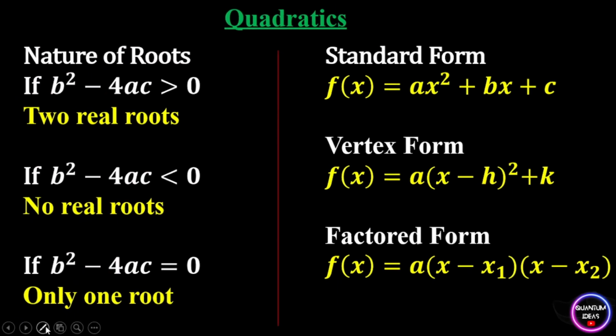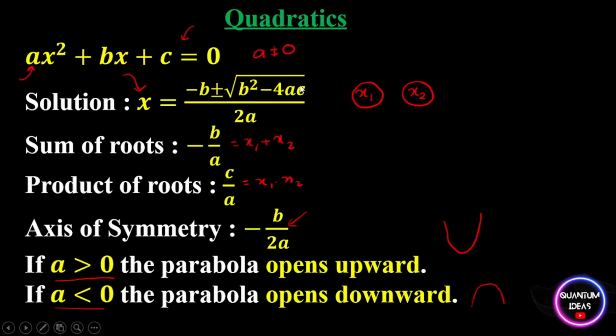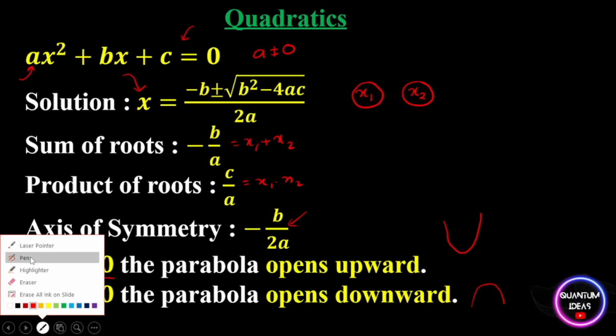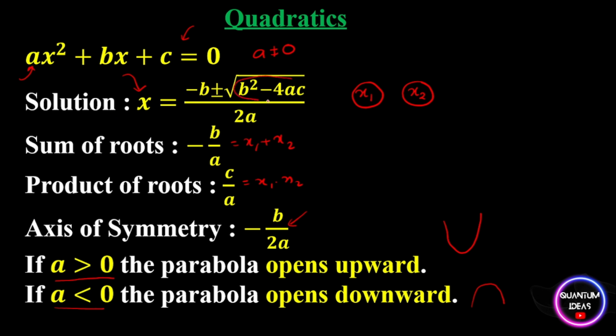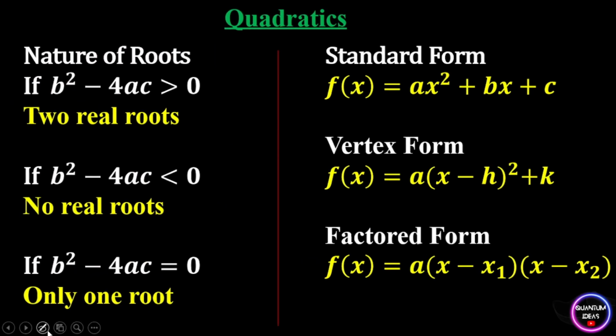So this is again quadratics. Let me explain it. We can see here the quantity inside the square root, this one, is called the discriminant. It determines the nature of the roots, that is, b square minus 4ac will determine the nature of roots of the quadratic equation. So let me explain here.